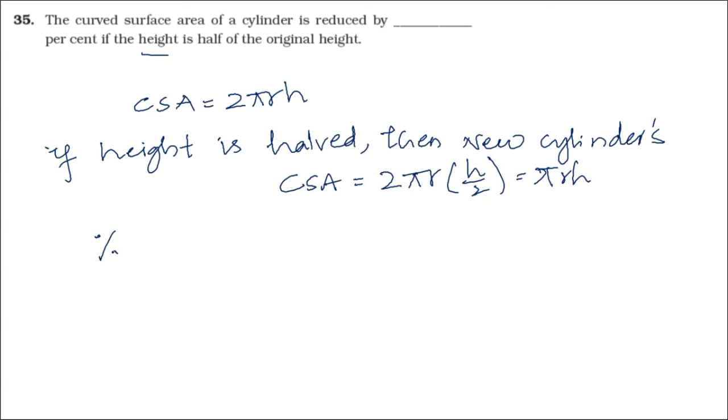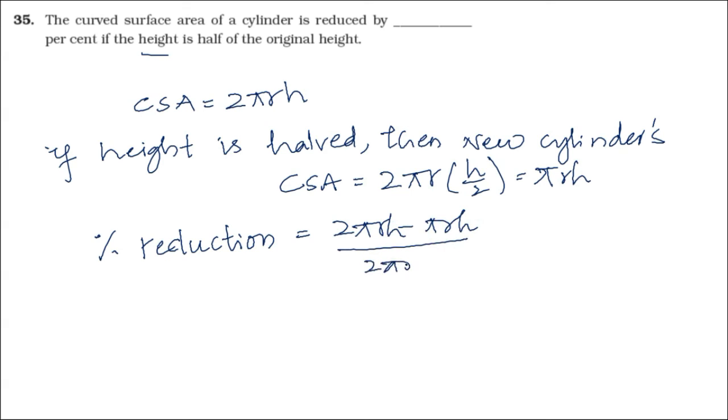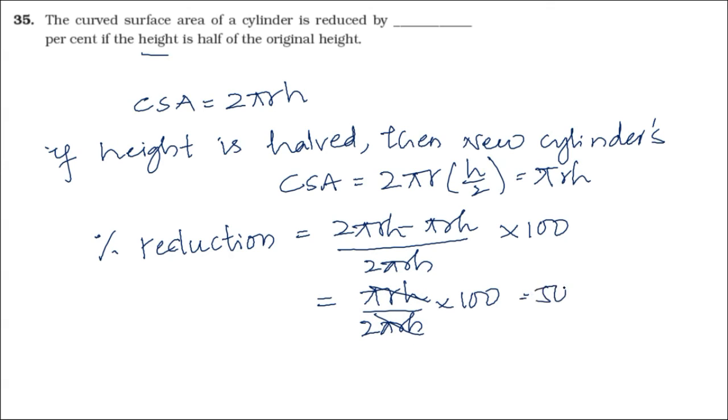So percentage reduction will be the reduction divided by the original into 100. Reduction is original minus new, so 2 pi rh minus pi rh, by 2 pi rh into 100. This will become pi rh by 2 pi rh into 100. Pi rh will get cancelled. We will be having 50%. So the reduction is exactly 50%.